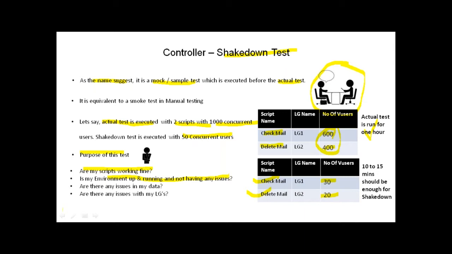And we need to make sure there is no issue with the data and no issue with the LGs. We run this test with certain LGs, right? We need to make sure these LGs are good or not. So these LGs are good, the performance testing environment is good, the data that you use for the script is good, and the scripts are working fine. We need to make sure all this is good, so that then we can go with the actual test. So this is the purpose of the shakedown test.